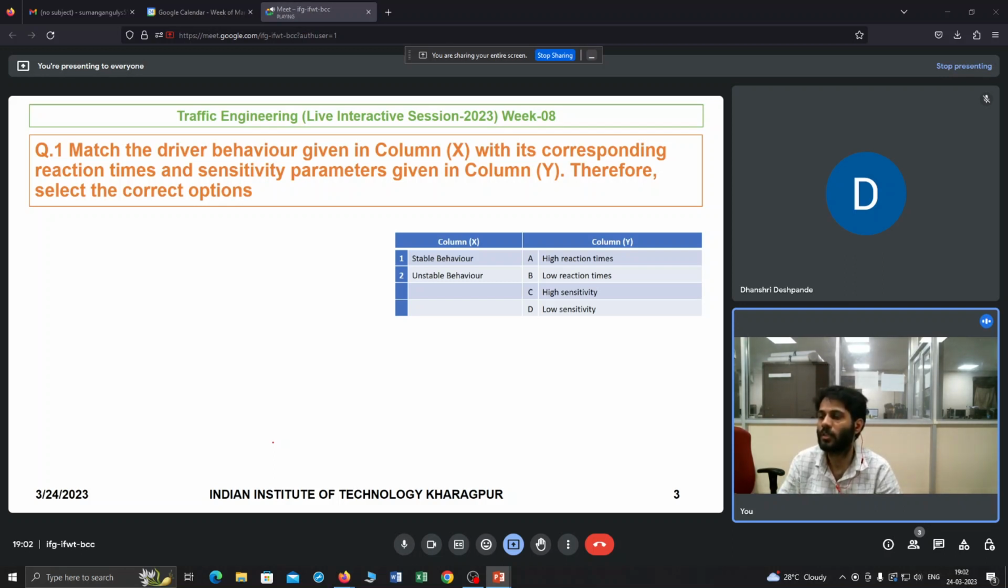I already discussed what is called stable traffic behavior of vehicles and what is called unstable traffic behavior. So the question is how you have to match the driving behavior given in column X with the corresponding reaction times and sensitivity parameters. There are only two things: high reaction time and low reaction time, and then high sensitivity and low sensitivity. So which of these options represent the stable traffic behavior and which represent the unstable traffic behavior.